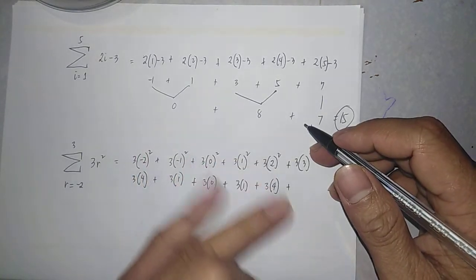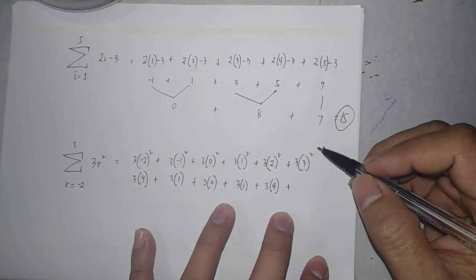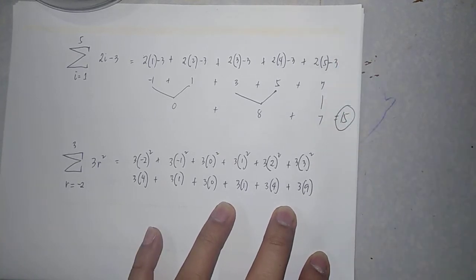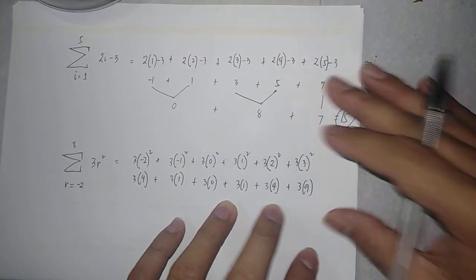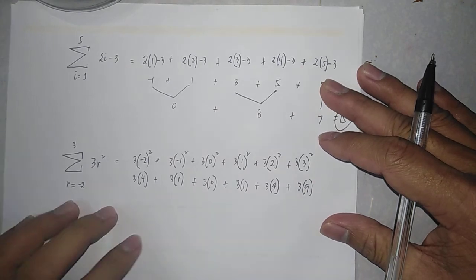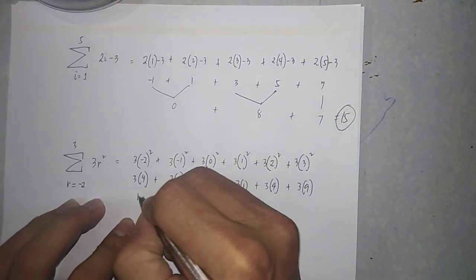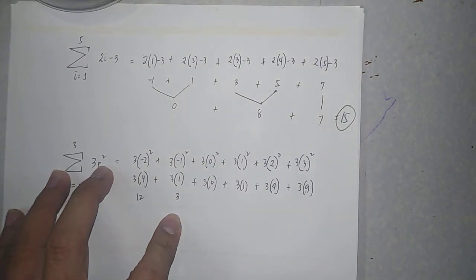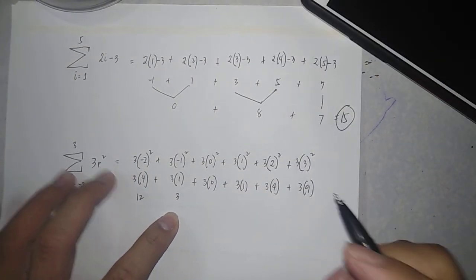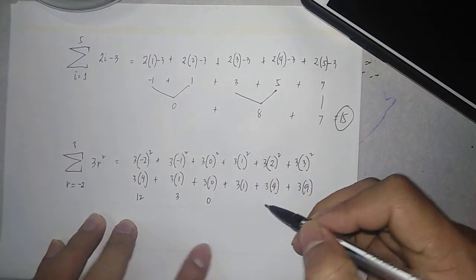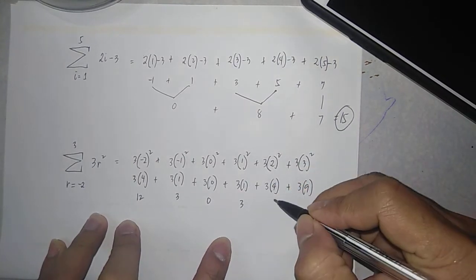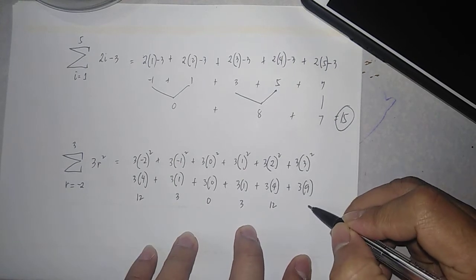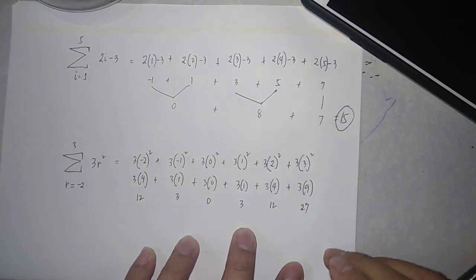Kasi 3 times 3, hindi 3 times 2. 3 times 3, that's 9. Alright, we still have times 3. Gets ba? Now, simplify muna natin to bago tayo mag-add. 3 times 4 is 12. 3 times 1 is 3. Next, 3 times 0 is 0, of course. 3 times 1 is 3. 3 times 4 is 12. And 3 times 9 is 27.